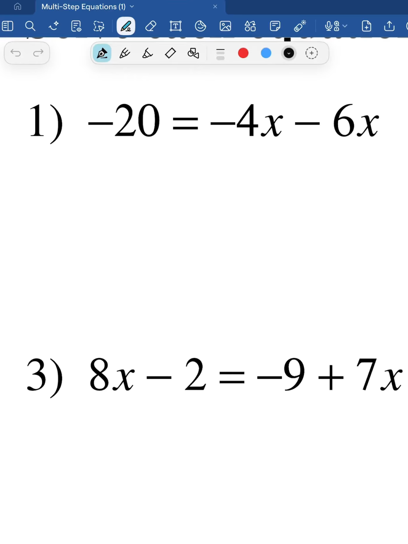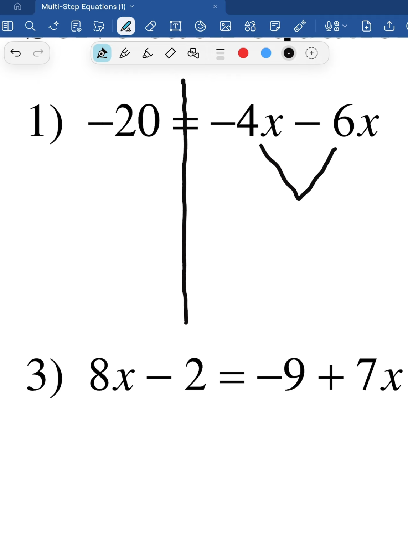Okay, let's solve multi-step equations and identify some of the most common mistakes. So right here, we see negative 20 equals negative 4x minus 6x. Whenever you have like terms on the same side of the equation, that is always a good place to start. So I know that negative 4x and negative 6x are like terms.